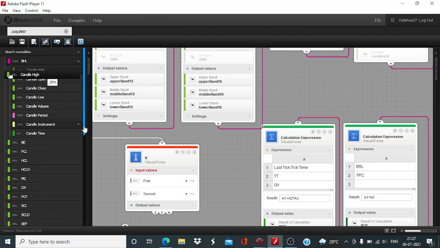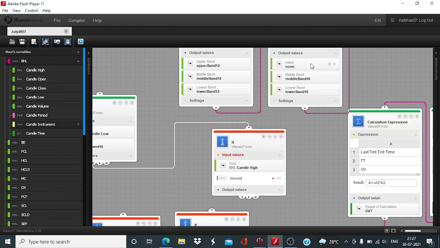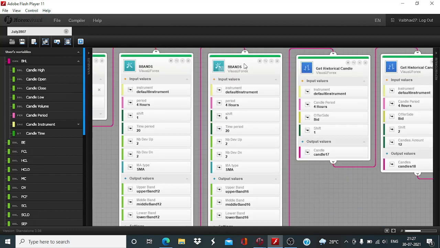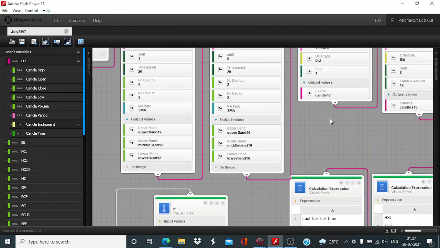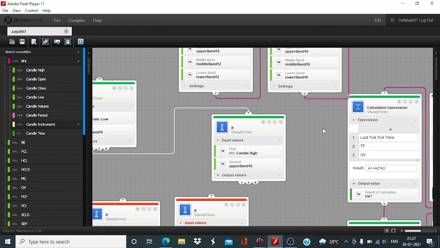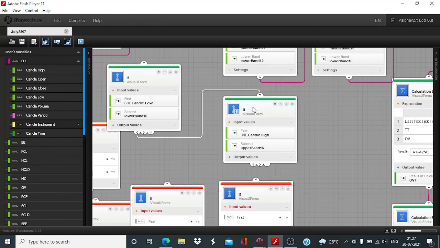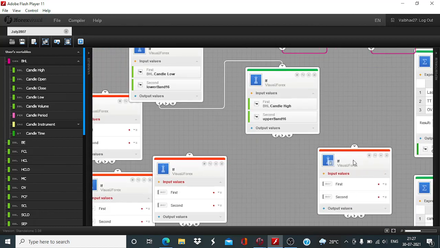BHL's candle high will need to be less than upper band 16. This Bollinger Band has a loopback period of 6. That means we are looking at the data 1 day before the execution of the trade. We are going back in time essentially. First input less than second input.